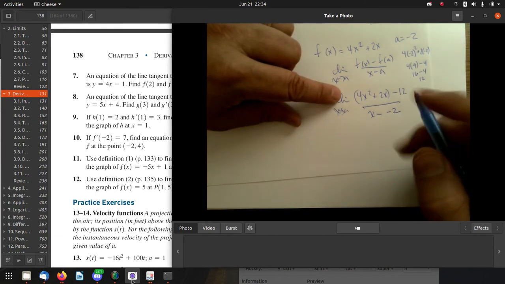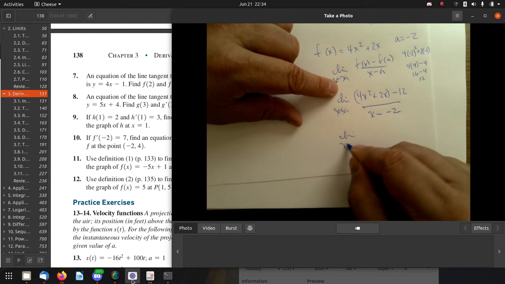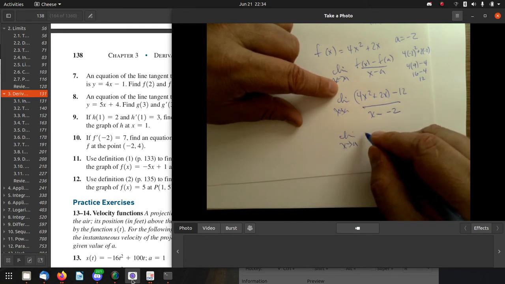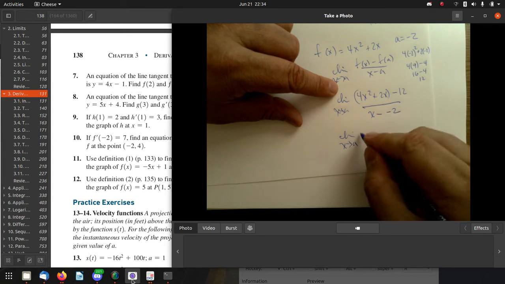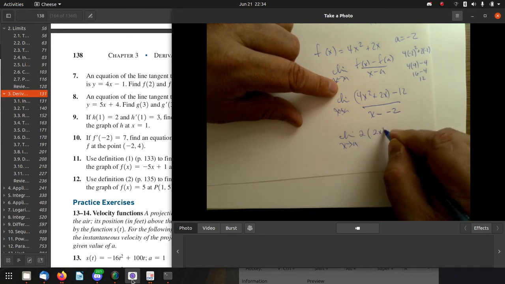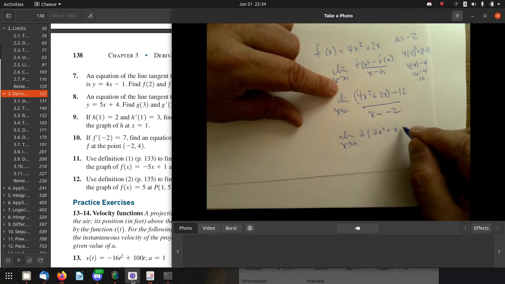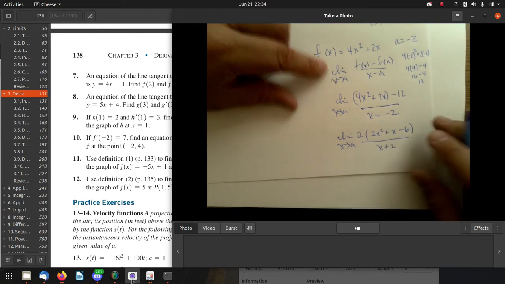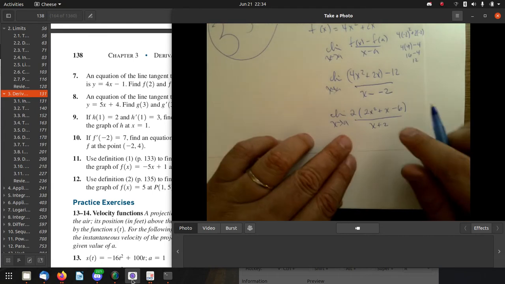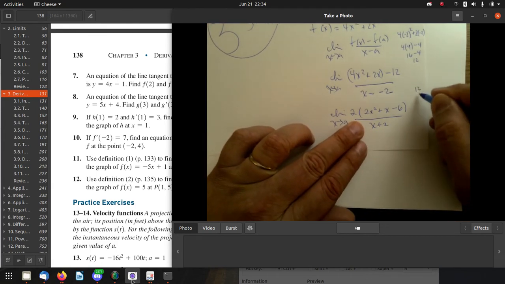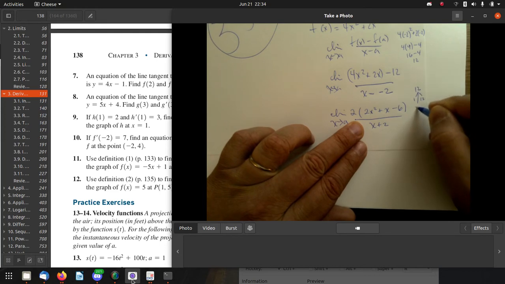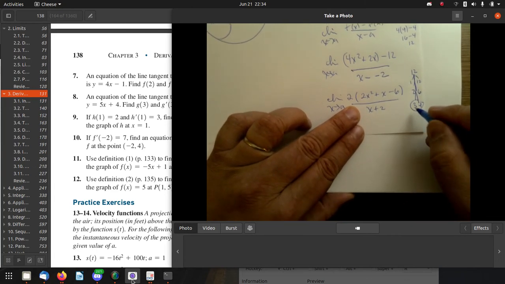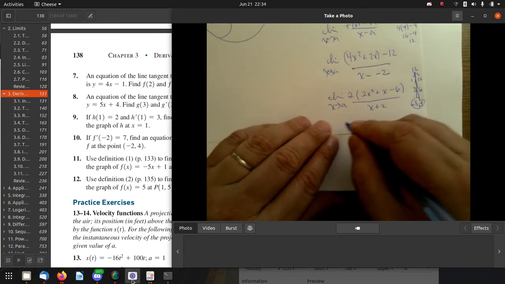The first thing I'm going to note is that I believe I can take out a 2. I get 2x squared plus x minus 6, and then down here I get x plus 2. Then I'm going to check and see if this can be factored. So 12 is 1 and 12, 2 and 6, and then 3 and 4. 3 and 4 do give me 1, with a negative 3 and a positive 4.